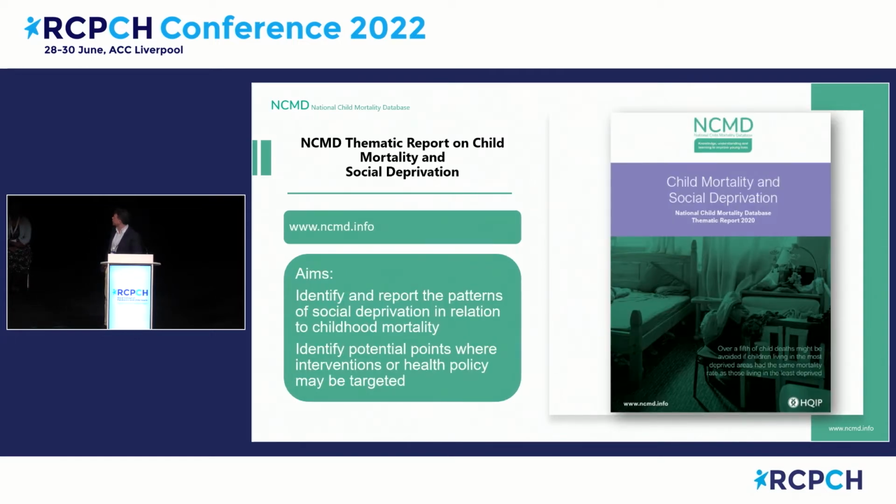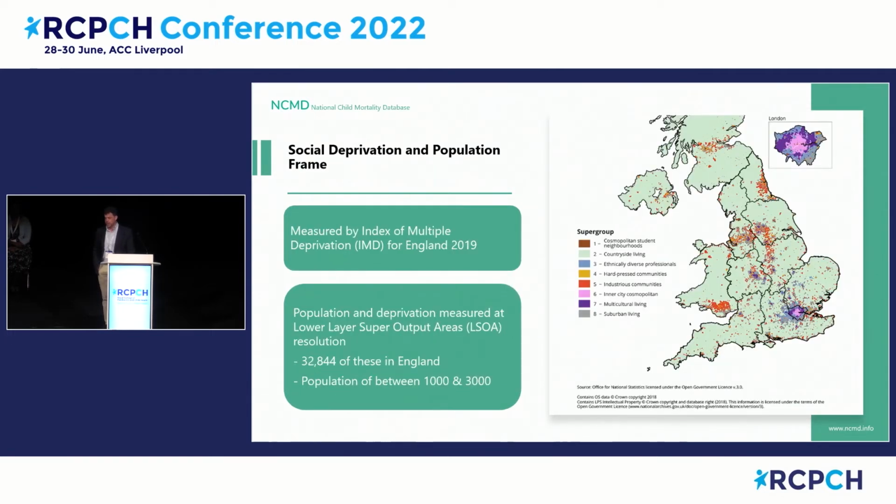Now, this has already been referenced by Simon earlier. This is the Child Mortality and Social Deprivation Thematic Report, and this work today is an extension of that. This was published last year, and the aim of this work really is to identify the patterns of social deprivation and child mortality, and where those potential points of intervention and health policy might best be targeted.